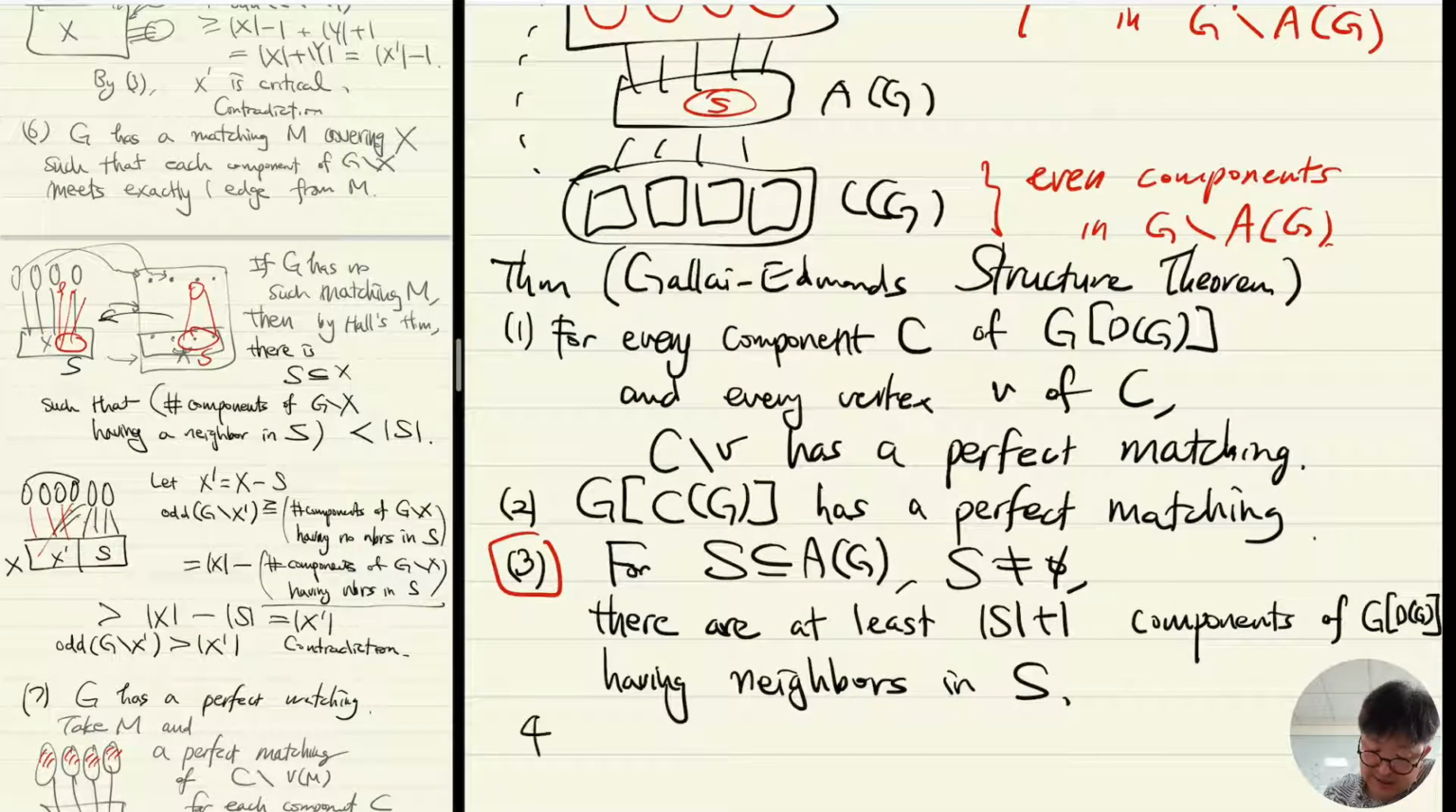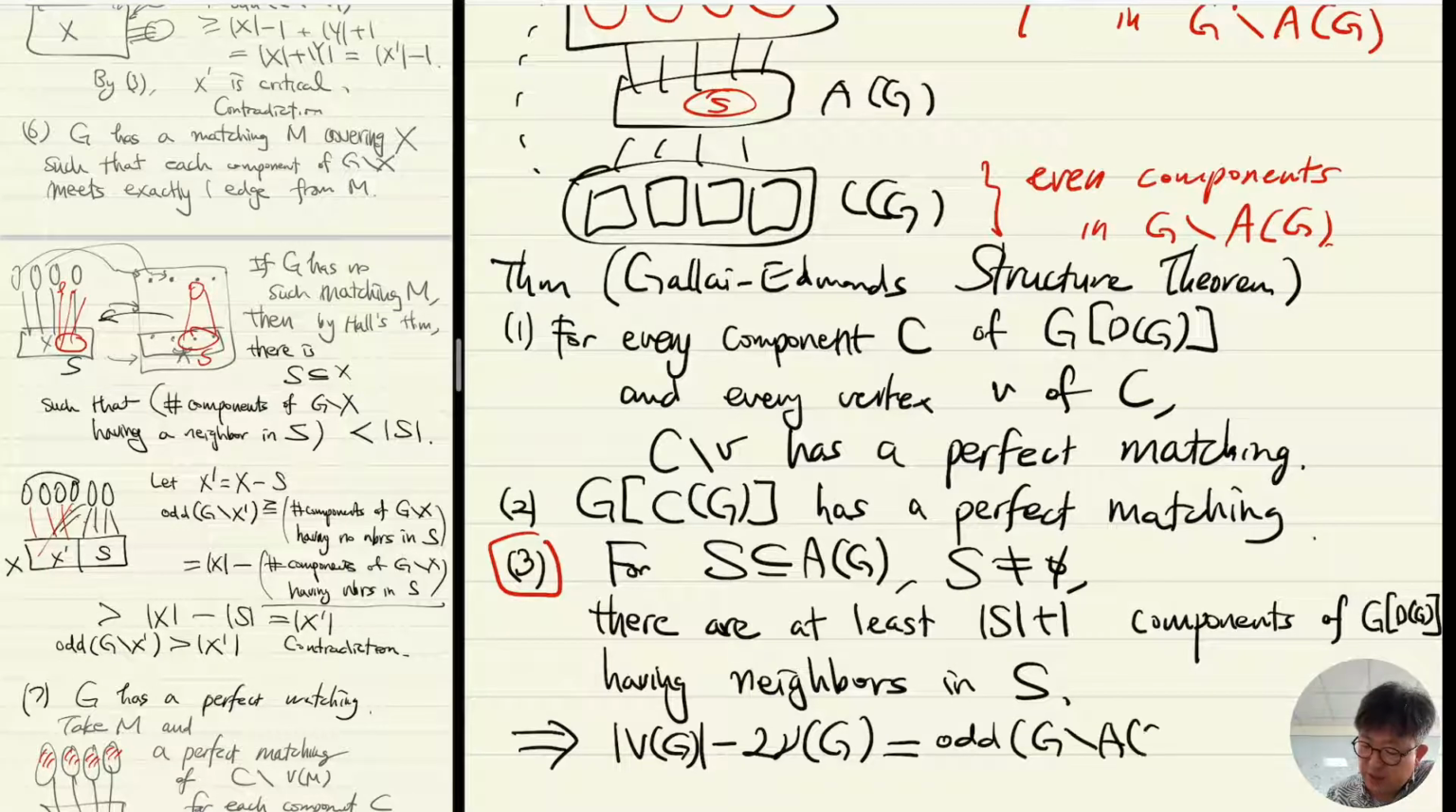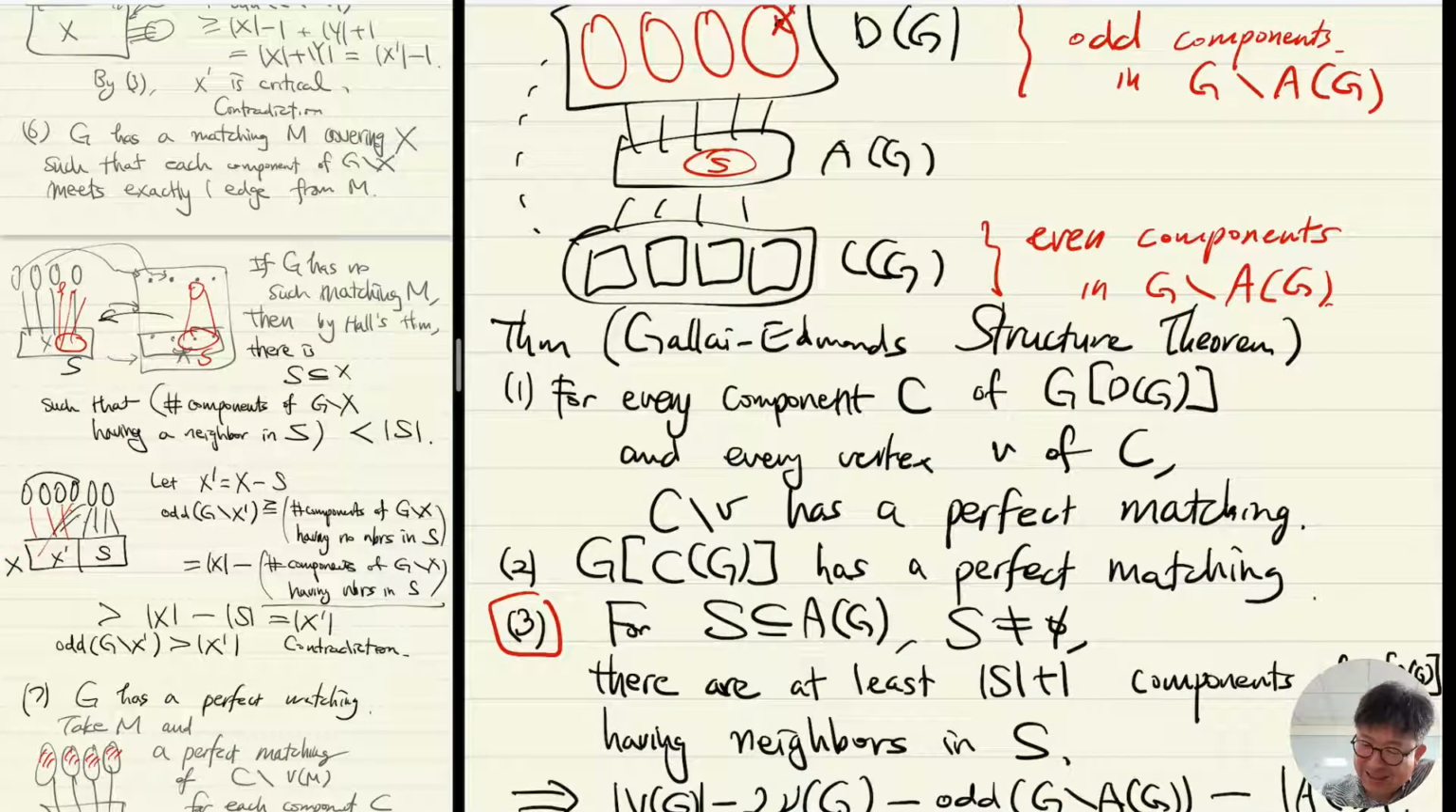And let me say the last property. Properties 1, 2, 3 are already enough to say the following: the number of vertices of G minus twice ν(G) is equal to the number of odd components in G delete A(G) minus the size of A(G). Why is this the case?